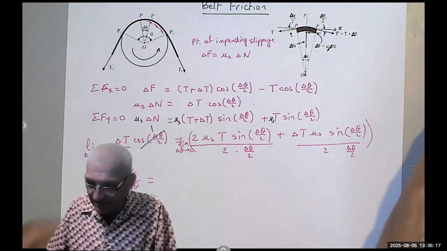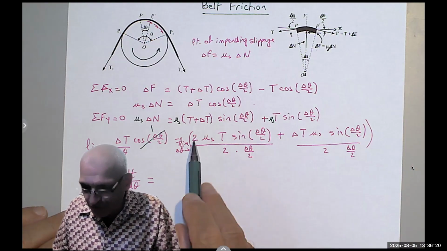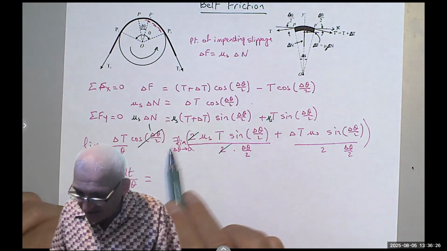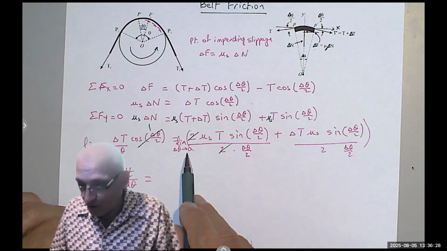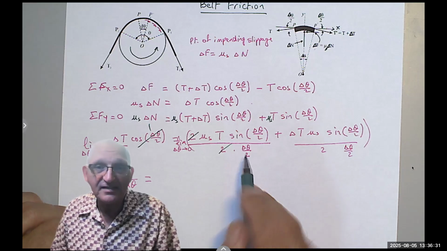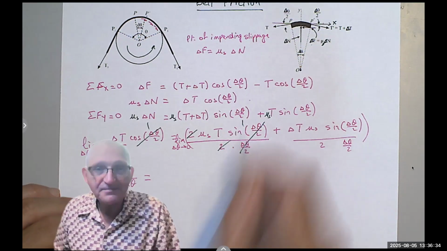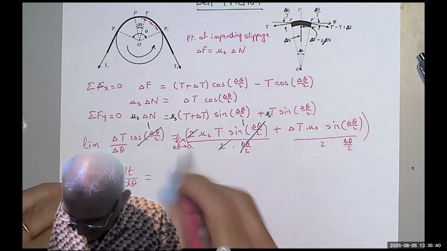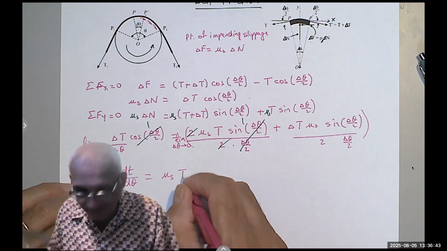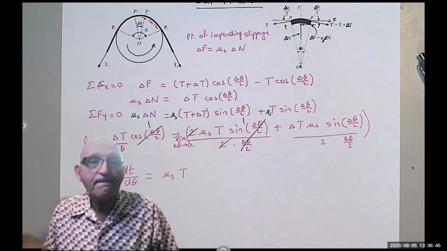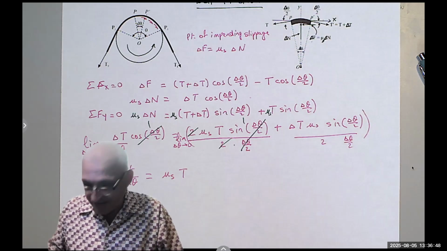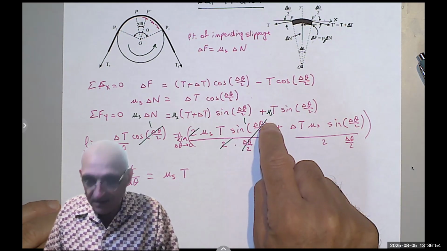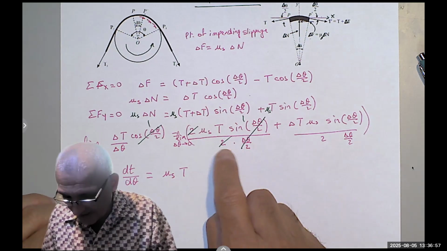Let's move to the right-hand side. Notice that 2 mu sub s T over 2 is a constant. But the limit as delta theta approaches 0 of sine delta theta over 2 over delta theta over 2 is 1. There is no limit now, so I can write mu sub s times T. And that's why I wrote this as delta theta over 2, to match the angle inside the sine. So I have to multiply it by 2, and the 2 and the 2 cancel.